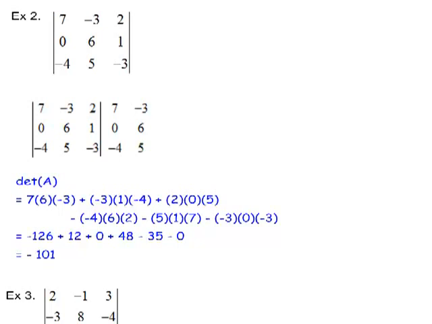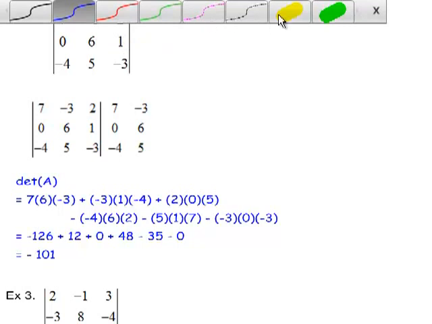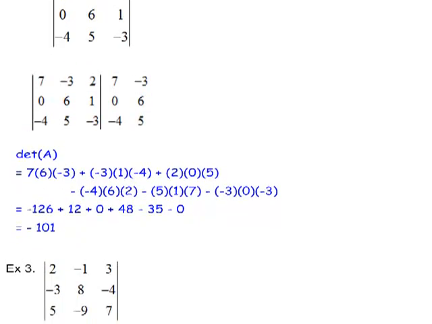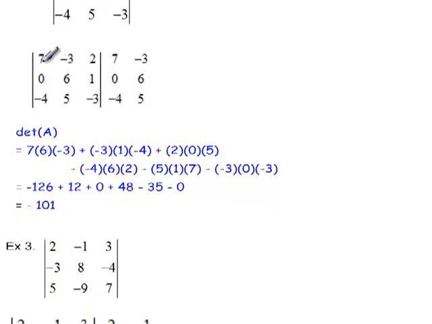So again, what you're going to do with number 2 is the same thing. I just set up a general 3 by 3 matrix to let you practice. So again, stack the first 2 columns nicely, and you're going to multiply numbers along the diagonal. So 7 times 6 times negative 3, first bunch. Negative 3 times 1 times negative 4. 2 times 0 times 5. You know, that will be 0 later on.